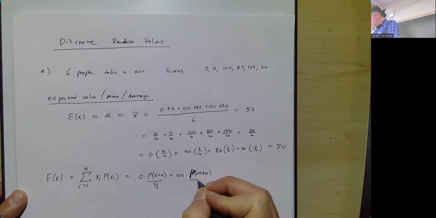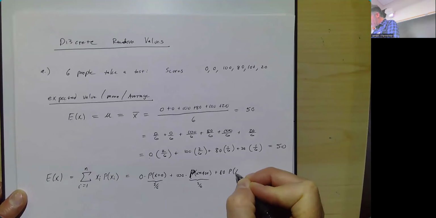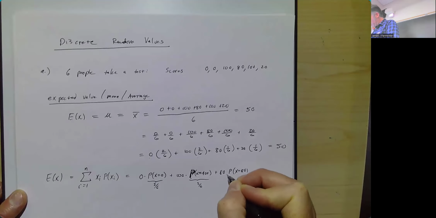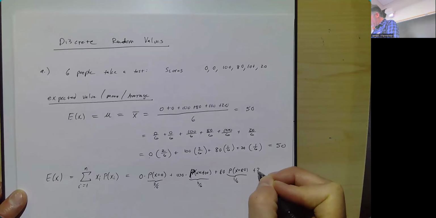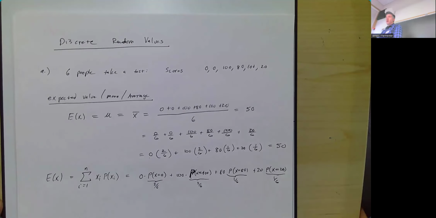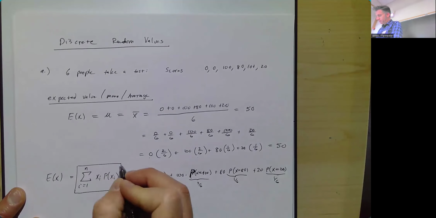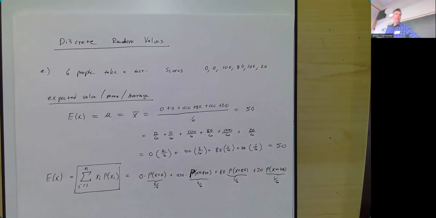Which is also 2/6, plus 80 times the probability that x equals 80, which is 1/6, plus 20 times the probability that x equals 20, which is 1/6. And this is the shorthand notation for that. It's adding up all the things.